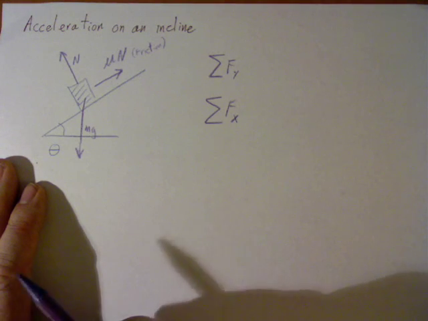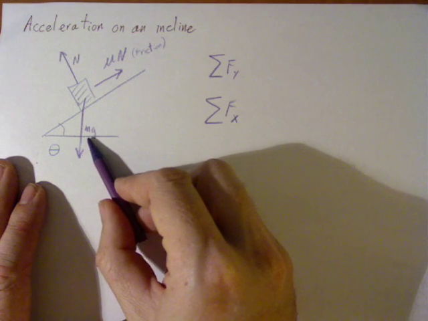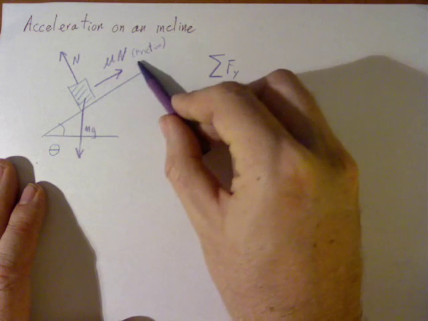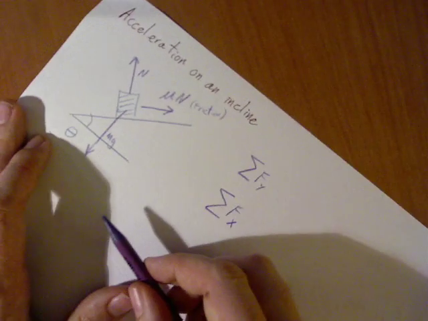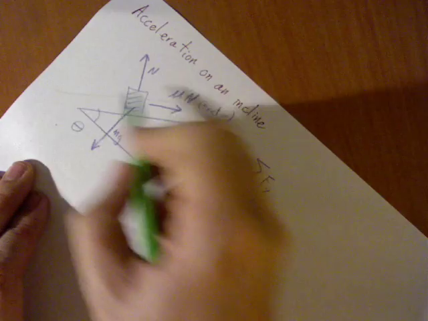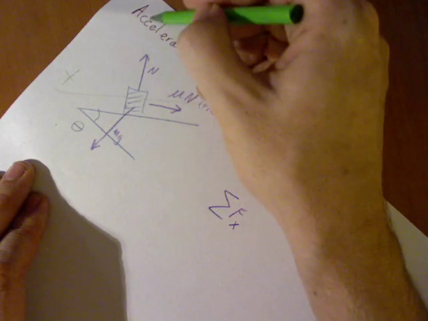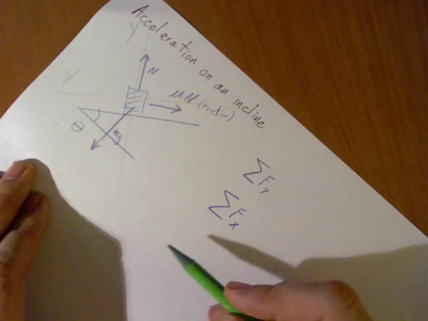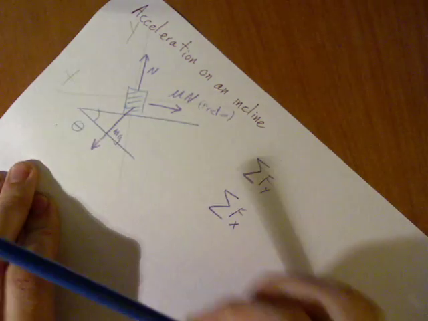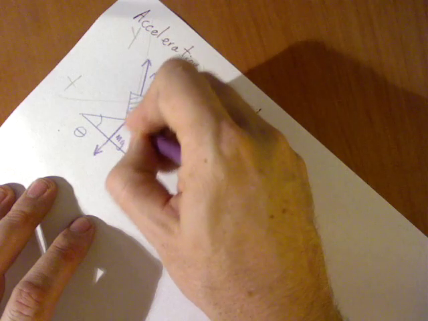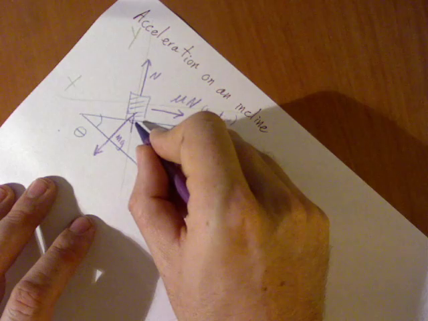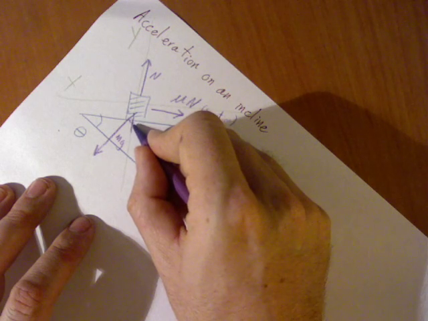The easy way is to take our gravity vector instead and to treat this as level. This now becomes x. This now becomes y. And this angle right here is the same as this angle right here. A little geometry will show you that's true.